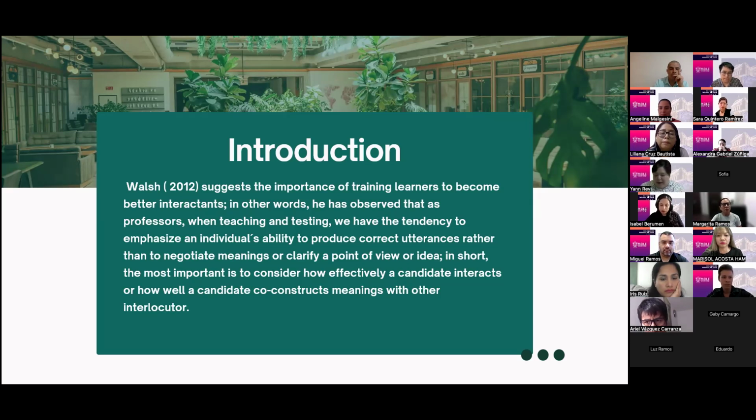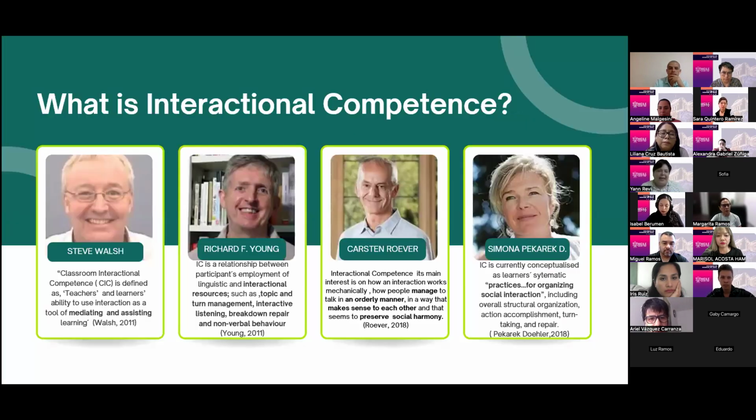Okay. So I focus my information definitely on experts. Those experts are from different universities around the world, and I decided to show pictures of them because sometimes we don't know if they are alive or have already passed away. But in this case, they are current professors who have been investigating the importance of interactional competence.